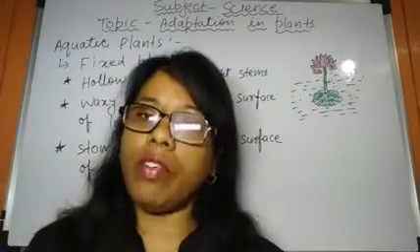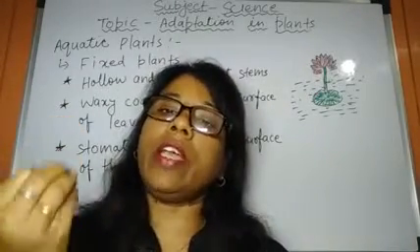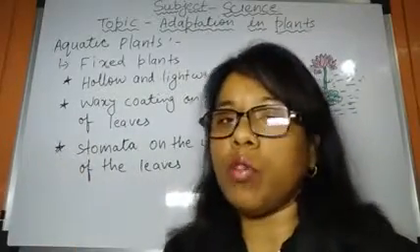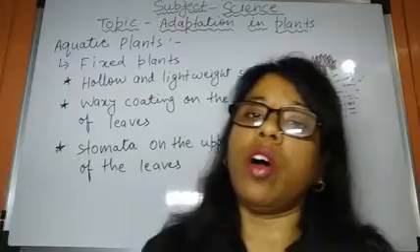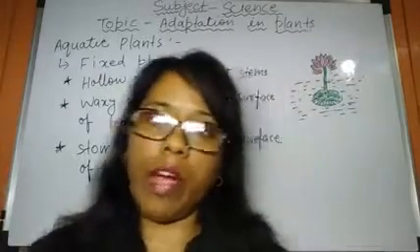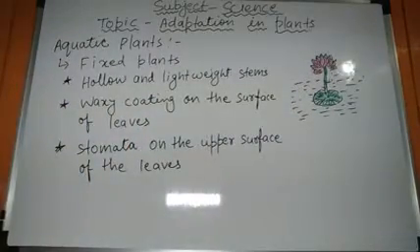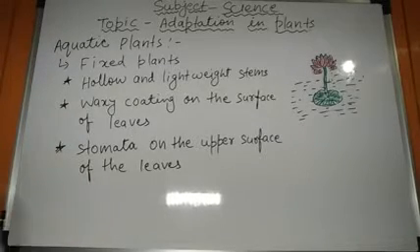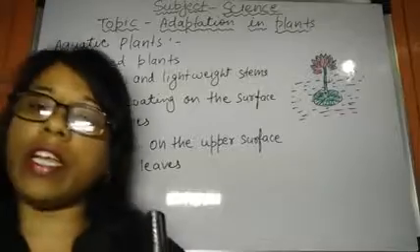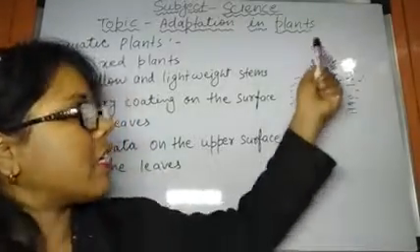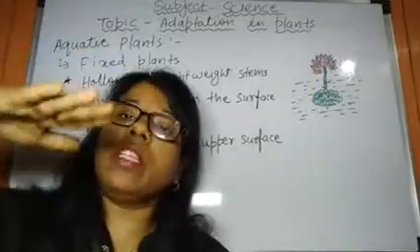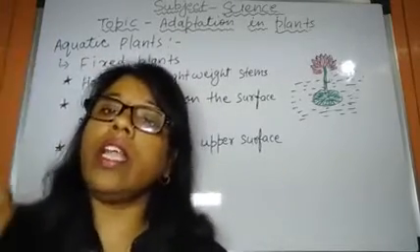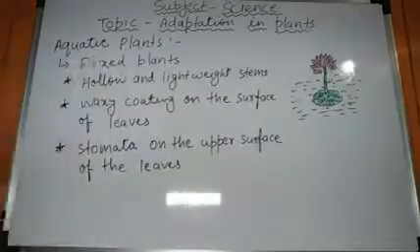Why is it called fixed plants? Because its root is attached to the bottom of the water body. It is usually found in ponds. Fine. Water bodies. So what are the specialities here? It is a fixed plant. It has a hollow and lightweight stem. Hollow and lightweight stem, so they can be on the surface of water. But its root is deep inside the bottom of the water bodies.